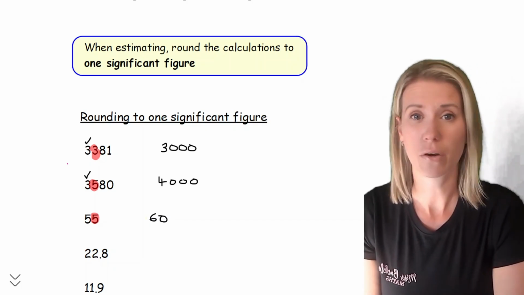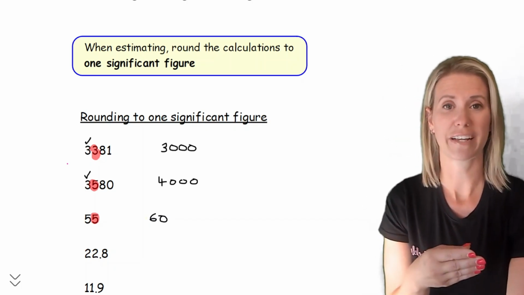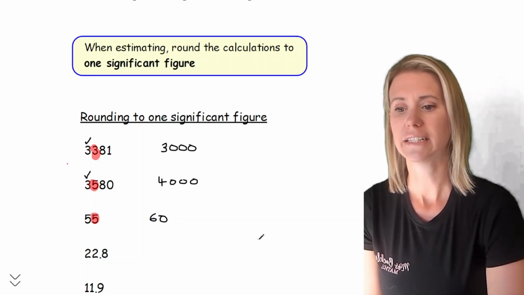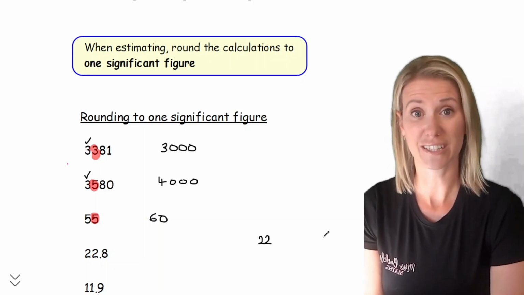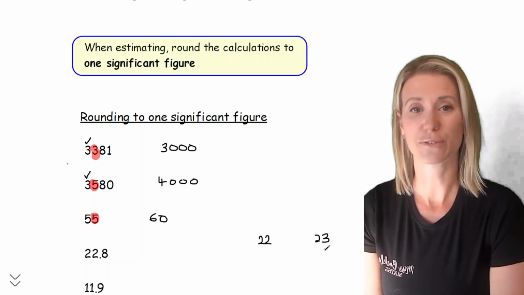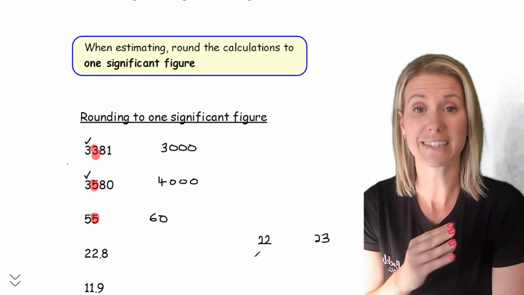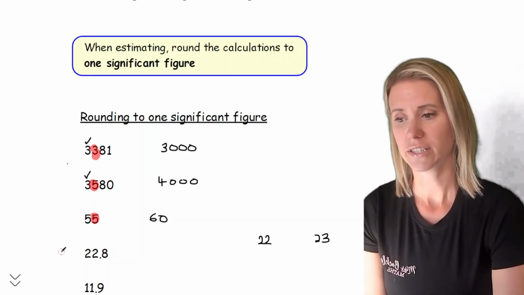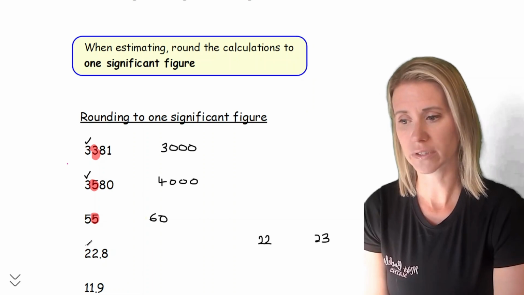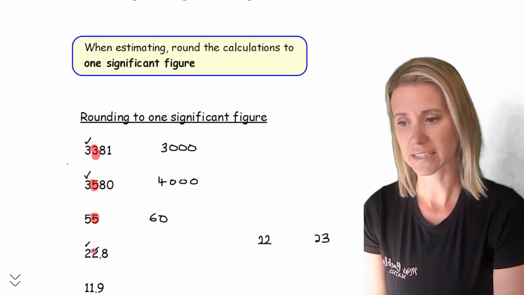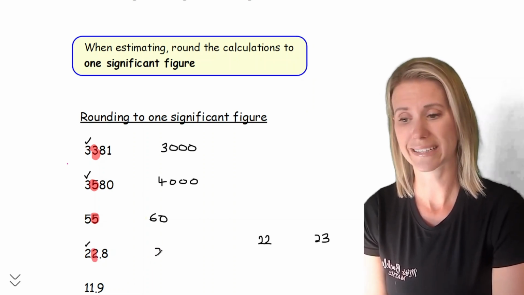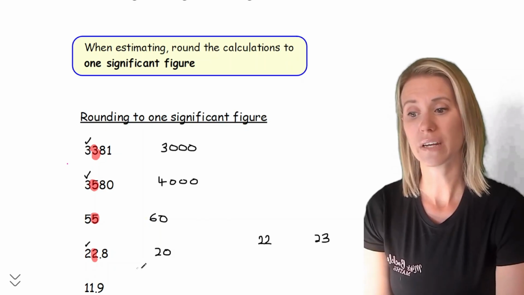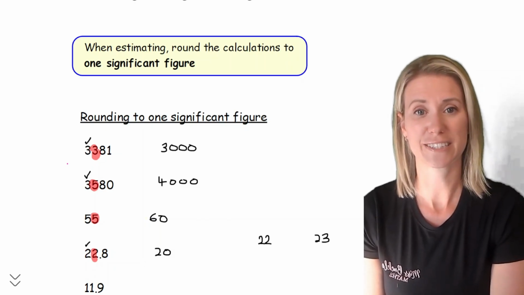22.8. Now remember, we're not going to 22 or 23, and this is where the errors would start to creep in. If you write 22, that's 2 significant figures. 23 is also 2 significant figures. So we're not going to the nearest integer, we're going to the nearest one significant figure. So once again, we just want that one digit. Now, because that's a 2, we're rounding down to 20. We do not need the 0.0 at the end because it doesn't affect the number.